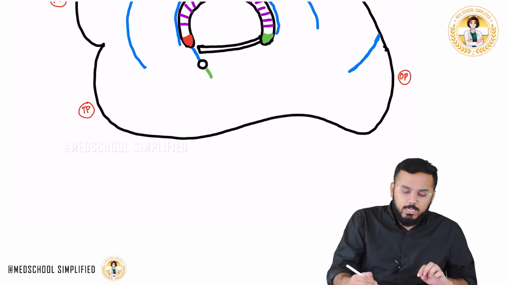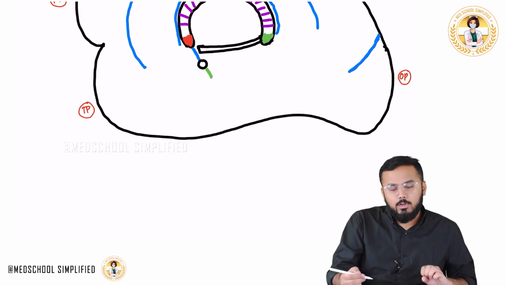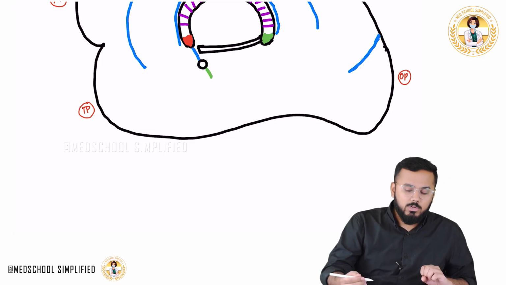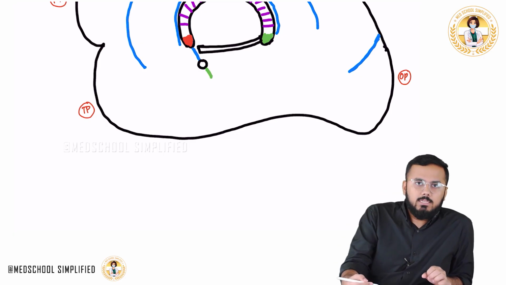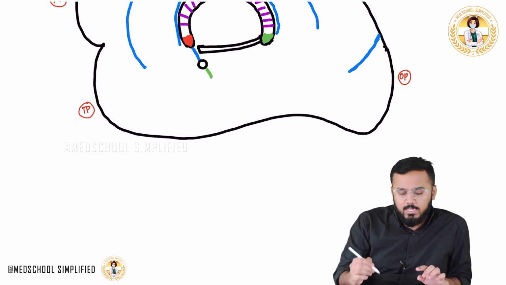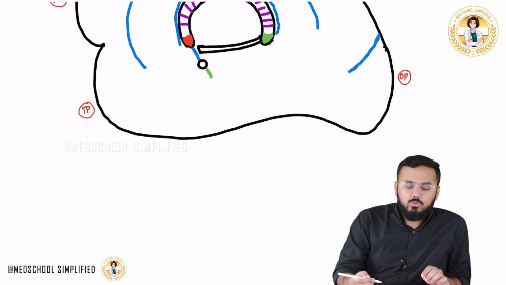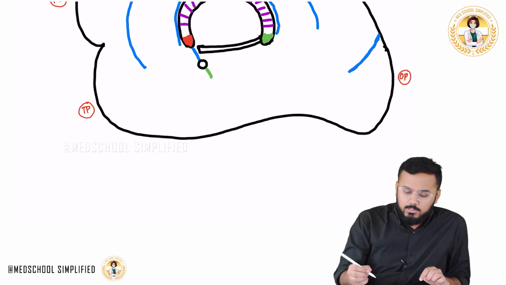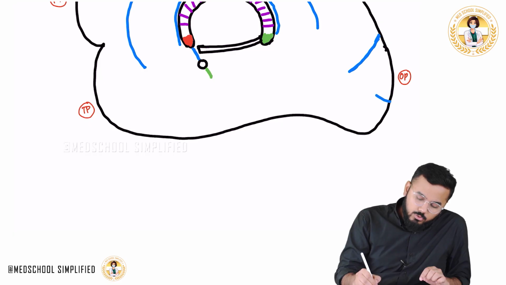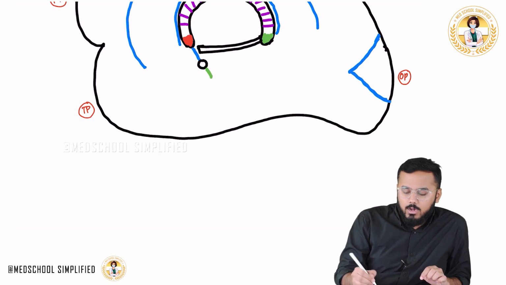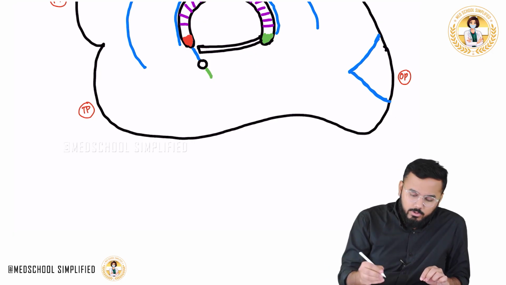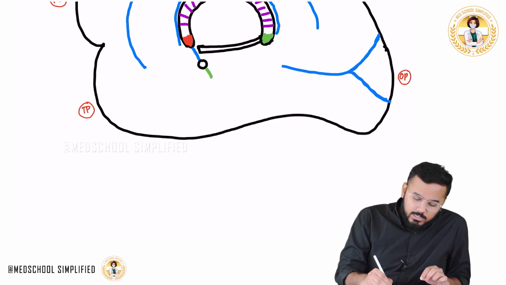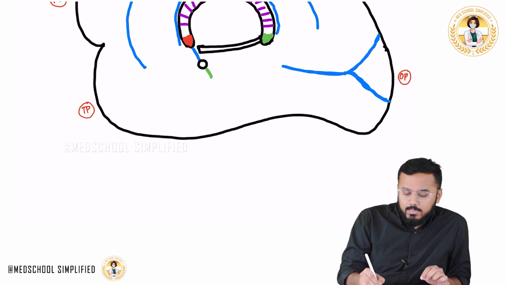Now if these names, whatever I am telling you, if they are new to you, it means that you haven't watched the lecture on the gyri and sulci. So please do watch that and then come back here. So this one is called as a parieto-occipital sulcus. And from down here also you have got a sulcus that is going like this. This sulcus is called as calcarine sulcus. Okay. So parieto-occipital sulcus as well as calcarine sulcus.